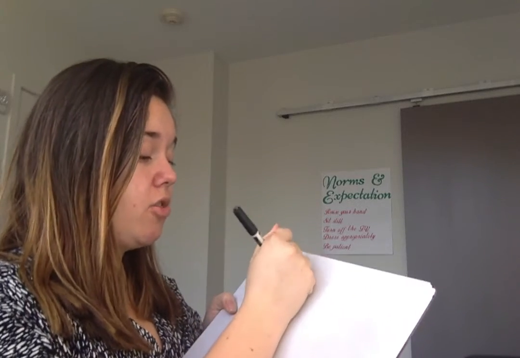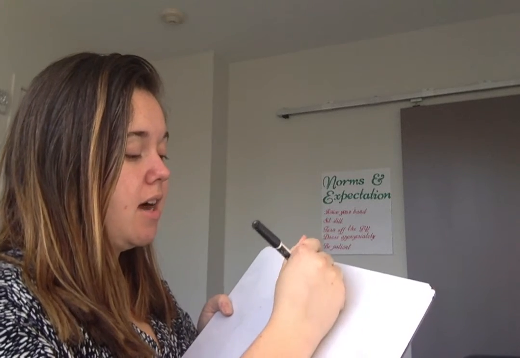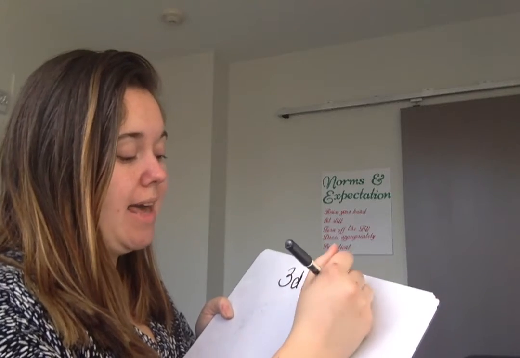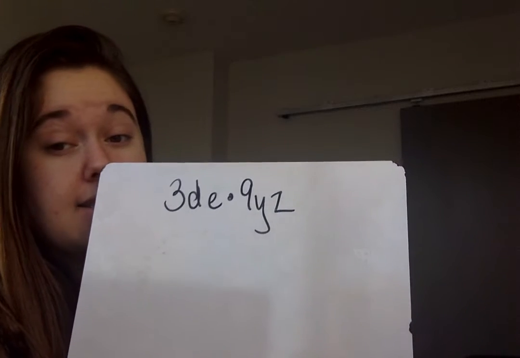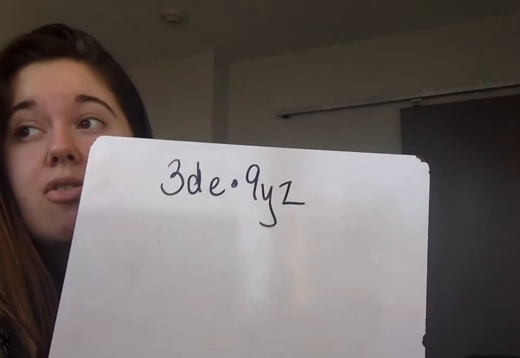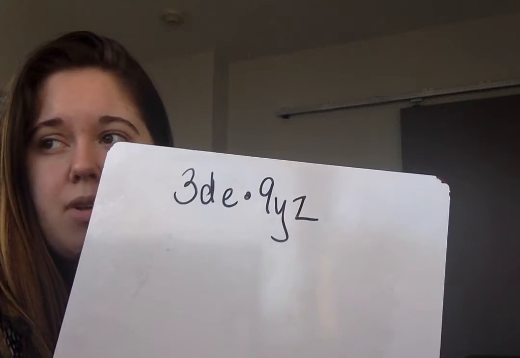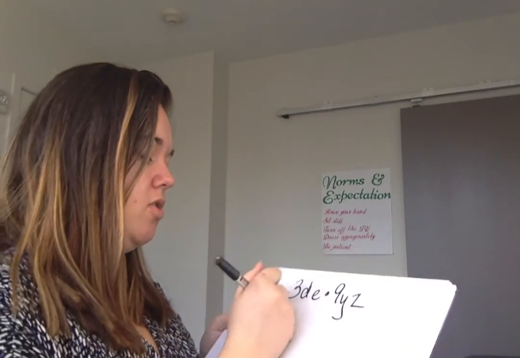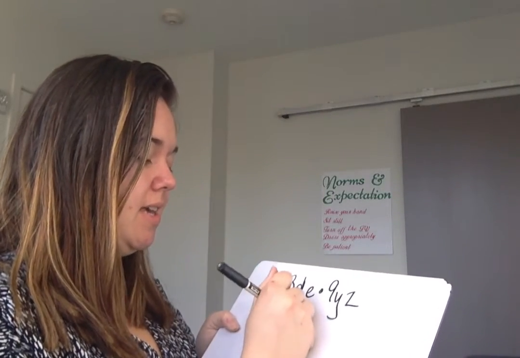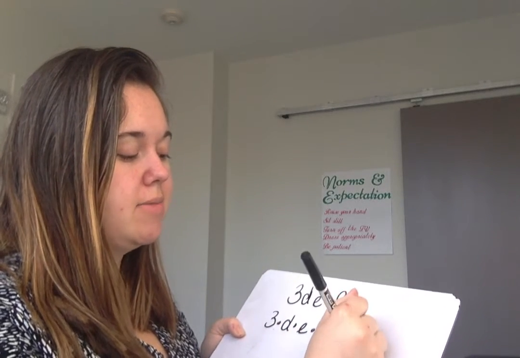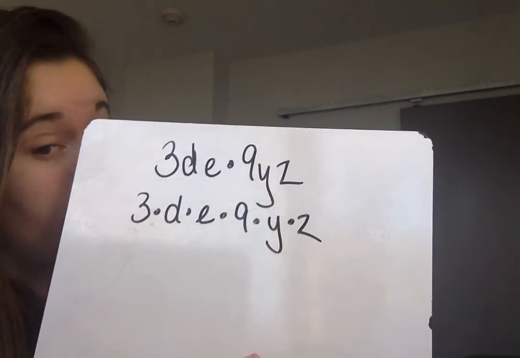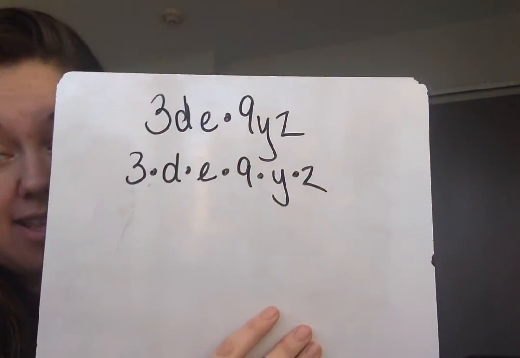All right, B, multiply 3de times 9yz. Yikes. 3de times 9yz. That's crazy town, right? So again, let's start just by expanding the expression. We're going to make it even longer. So 3 times d times e times 9 times y times z. A lot of that is nonsense, but that's okay.